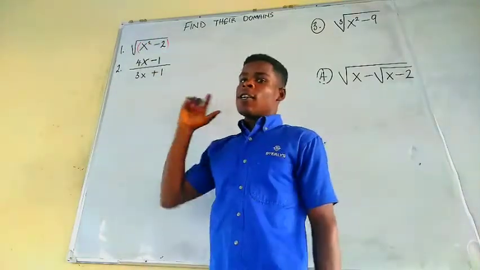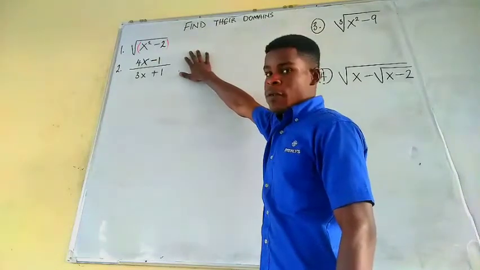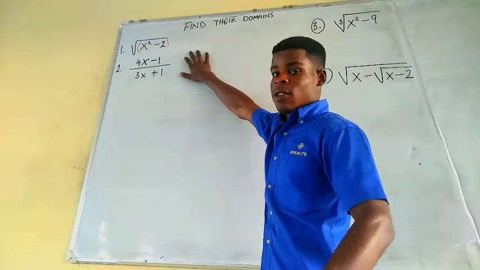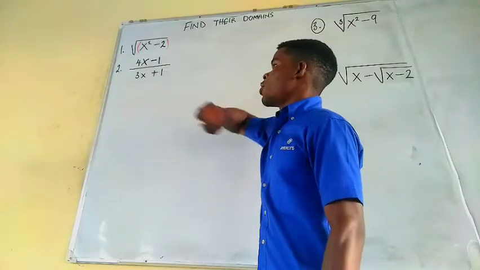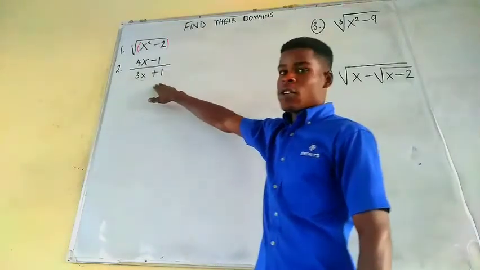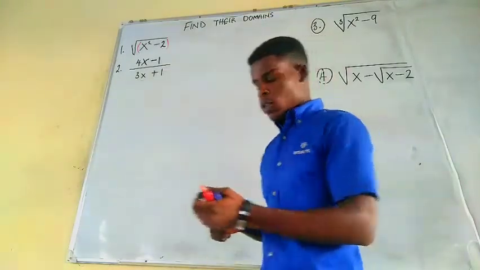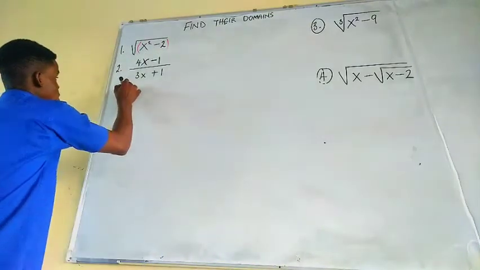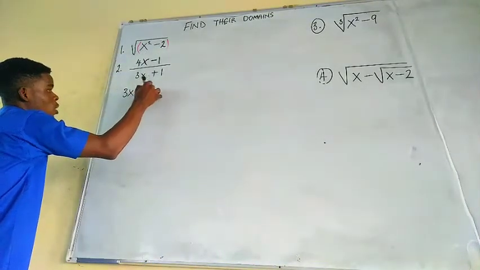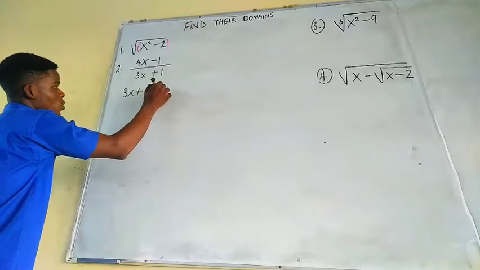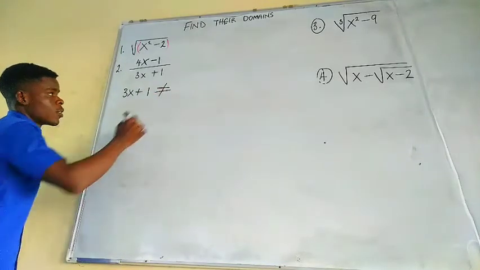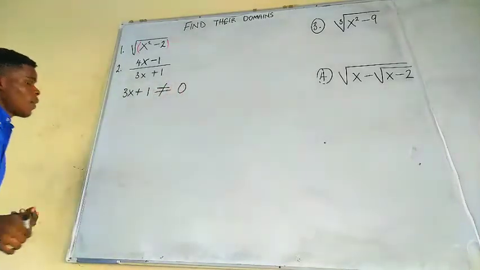But this function right here will have some restrictions. That's why you're actually looking for the domain. The restriction is that the denominator should not be 0. So the denominator of this function, that is 3x + 1, should not be equal to 0. Very good.